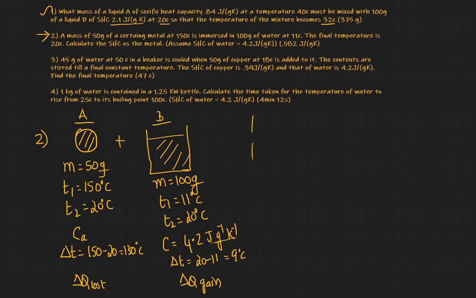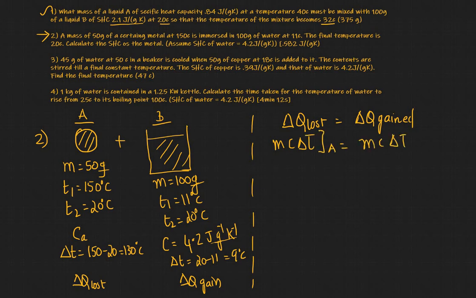Now once we do that, step 2 is solving the problem. Delta Q lost is equal to delta Q gained, and that is mc delta T of A equals mc delta T of B. Mass is 50, into C, which we don't know, into delta T, which is 130. The mass is 100 here, into C is 4.2, into delta T is 9 degrees Celsius.